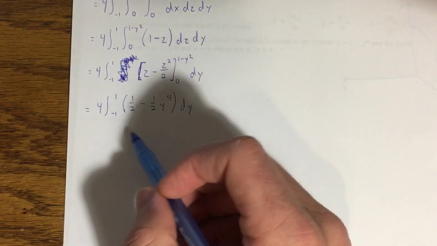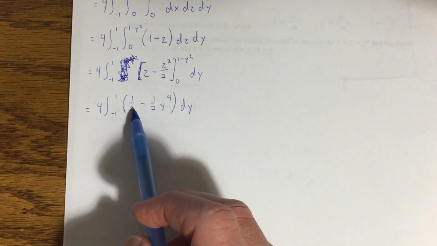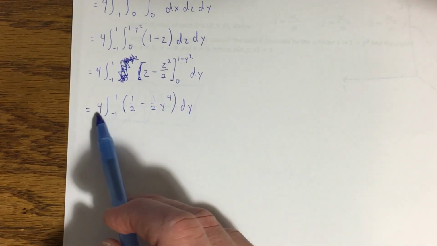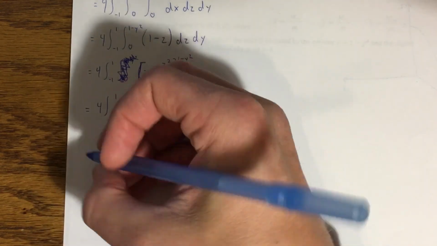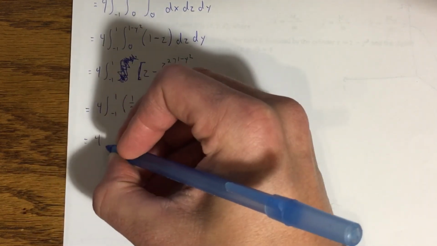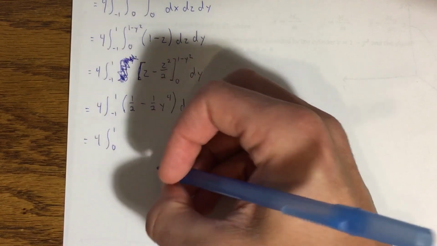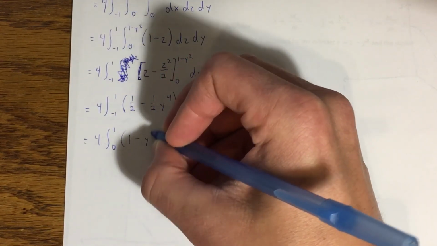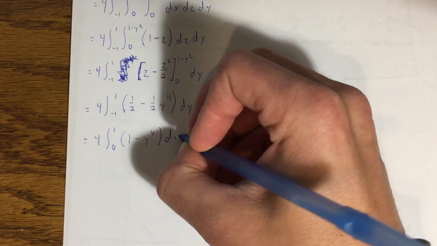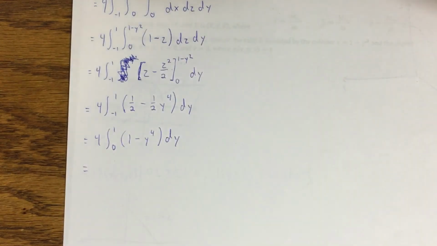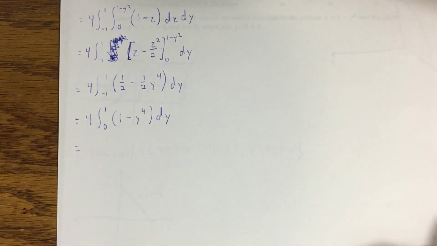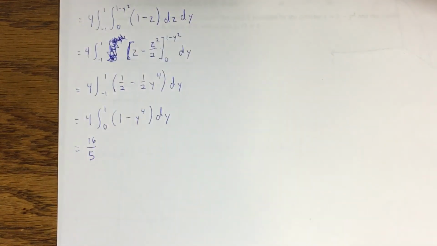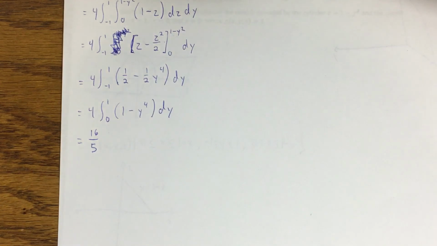So what I'm going to do is a couple of things in one. First, I'm going to factor a 1/2 out, which would change this to a 2. But then I'm going to multiply that by a 2, changing it back into a 4. And my limits of integration go from 0 to 1 now. And the integrand looks like 1 minus y to the 4th dy. The end result for this, I'm going to get a mass of 16/5. Okay, that's the mass of this solid.